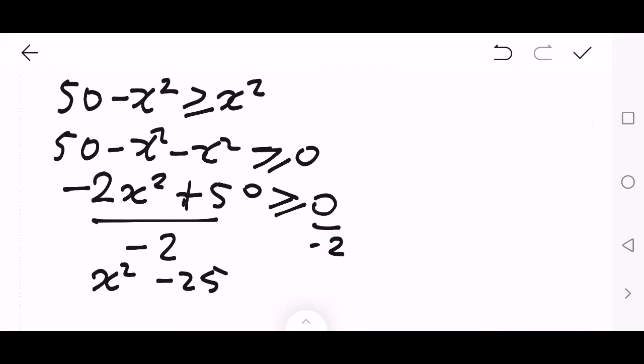And now this is the rule. When you divide by a negative number, or when you multiply by a negative number throughout your equation, the inequality sign changes. So in this case it will be less than or equal to, and if you divide a 0 by minus 2, you'll get a 0.